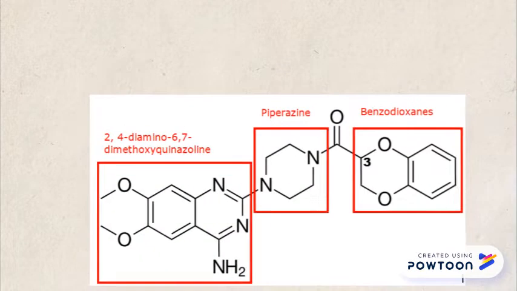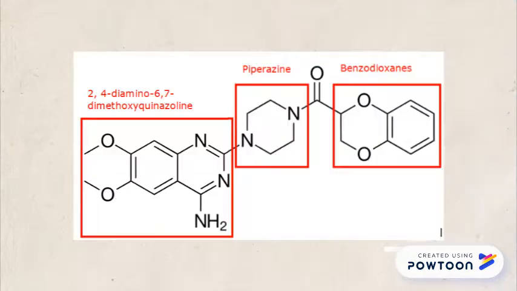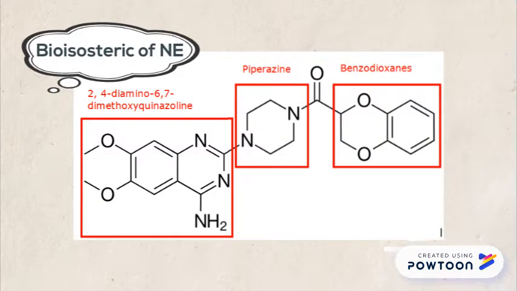Next, we are going to discuss the medicinal chemistry of doxazosin. First, we have to know the chemical structure of doxazosin, which is 2,4-diamino-6,7-dimethoxyquinazoline. It is a bioisosteric replacement of norepinephrine, so it will be involved in the binding at the adrenergic receptor.